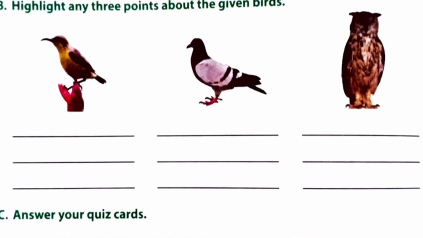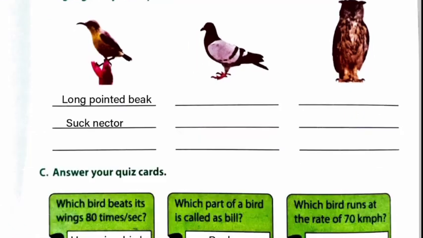So what is the first bird, children? The first bird is the hummingbird. So this bird has long pointed beak, and this type of beak is used to suck nectar. So here the points which we are mentioning is going to be about the beak of the bird. So first bird, it has long pointed beak and it is used for sucking the nectar.